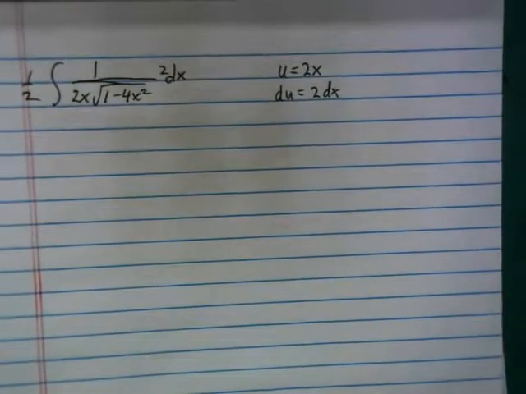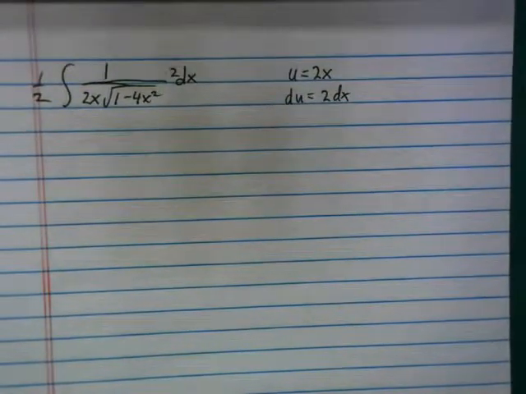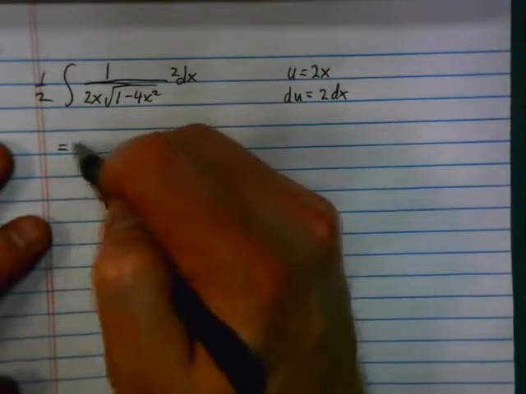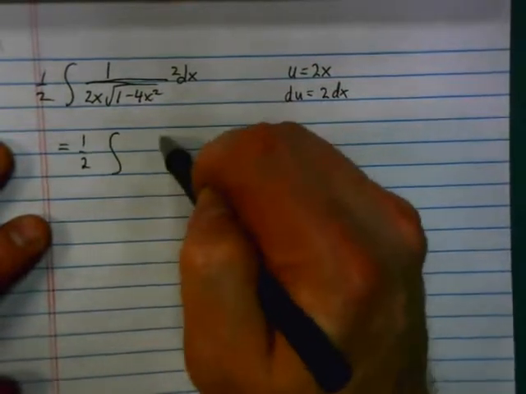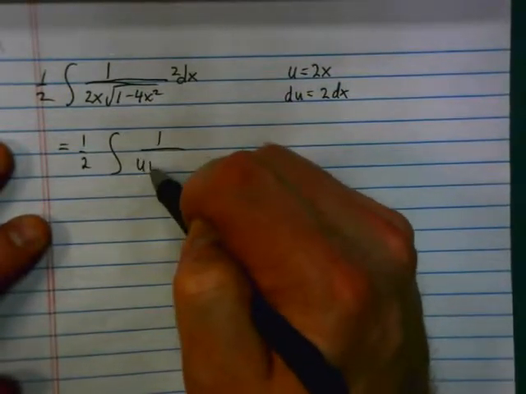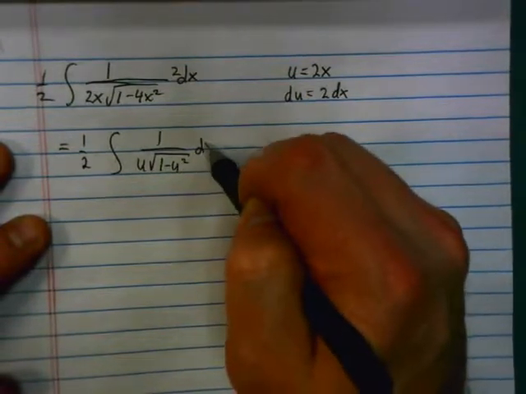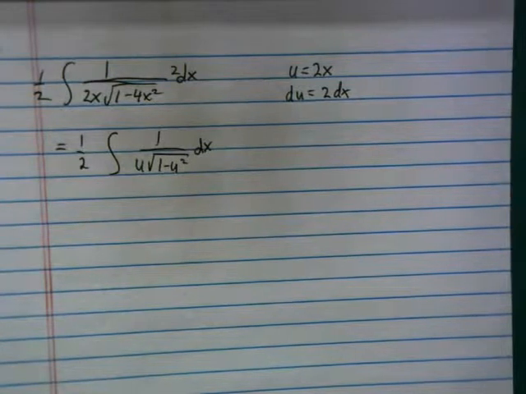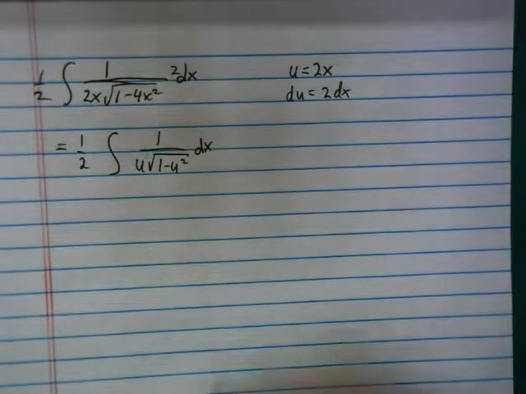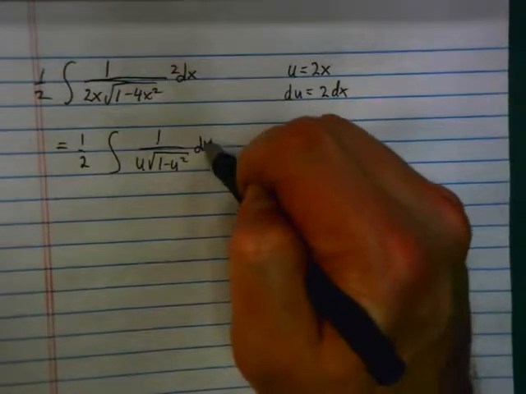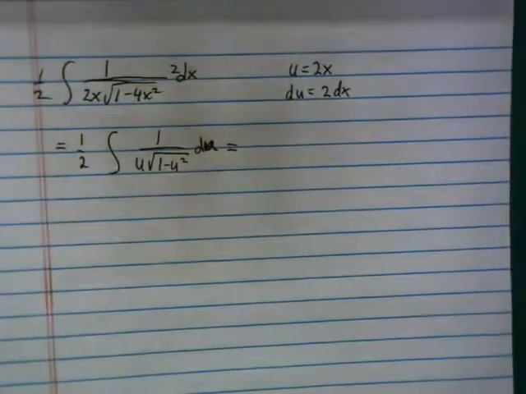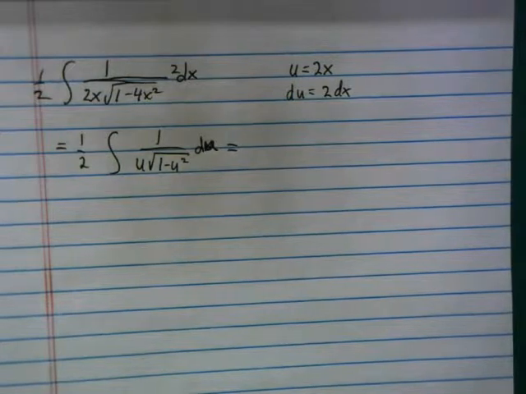Can't see out front. All right, so that becomes 1/2 integral 1 over u square root of 1 minus u squared du. Thank you. I wrote dx. Bad boy. du. I flip the page back.